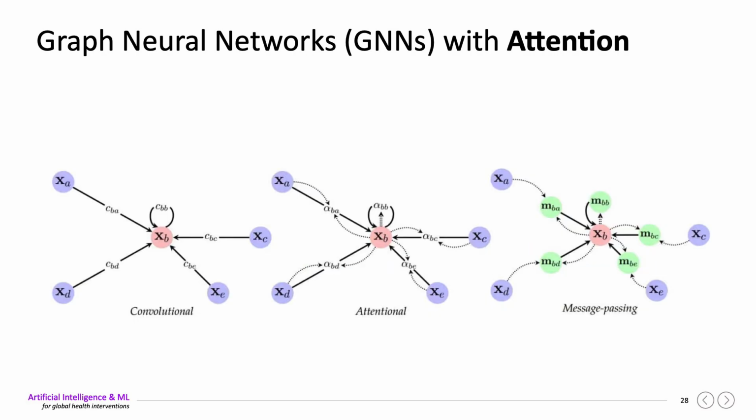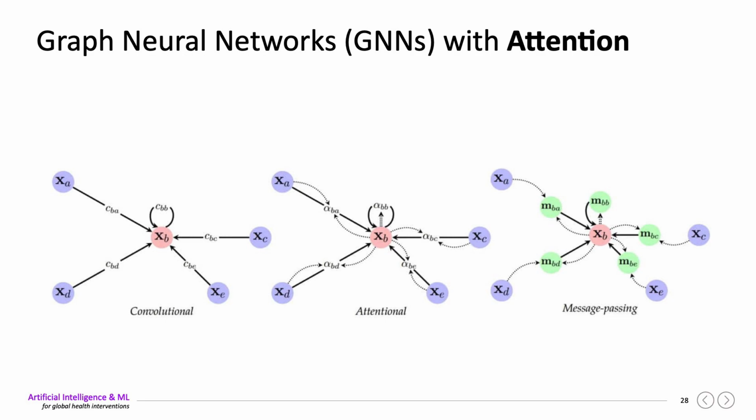Let's unify these variants into one framework. Here, 3 flavors of GNN layers sit side by side, updating a central node, x_b, from its neighbors, x_a, x_c, x_d, and x_e. The convolutional flavor uses fixed coefficients, c_ba, c_bc, and so on. The weights depend only on the graph structure. The attentional flavor replaces those with learned attention weights, alpha_ba, alpha_bc, and so on. The weights depend on the node features.